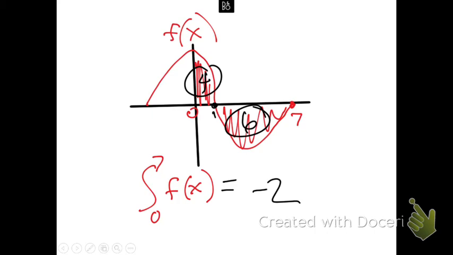Let's say I asked you to integrate. Let me change these bounds. We call those bounds. Let's see. Let's say, I'm going to have to start fresh. Let me hit pause and give you a new picture.